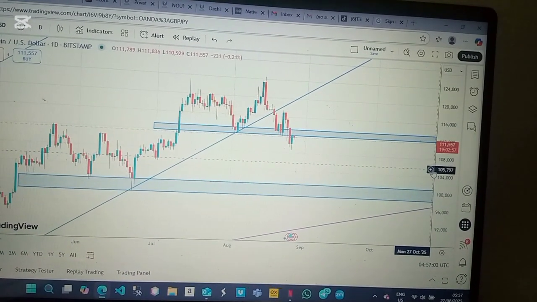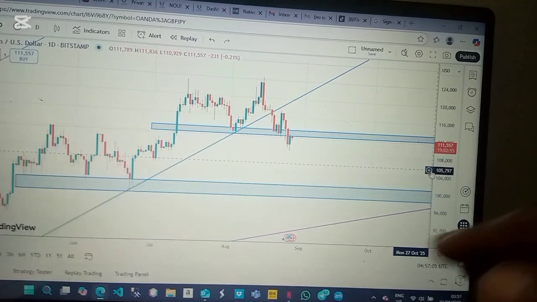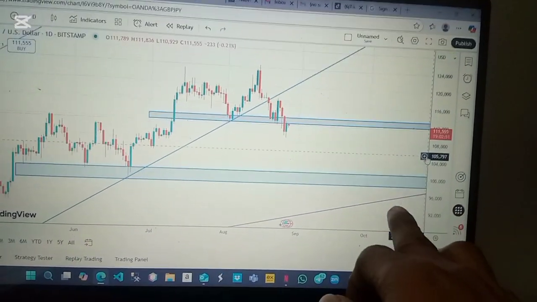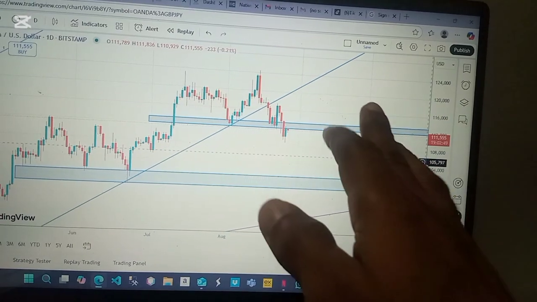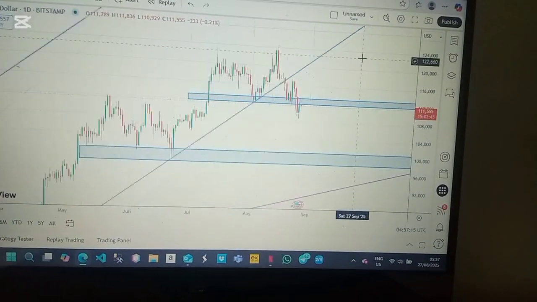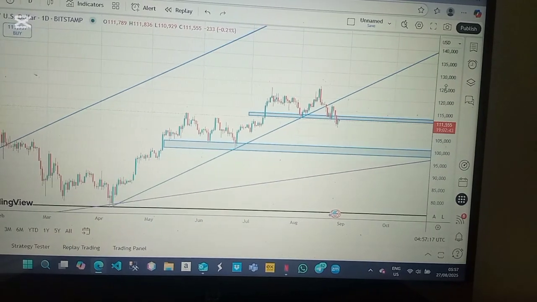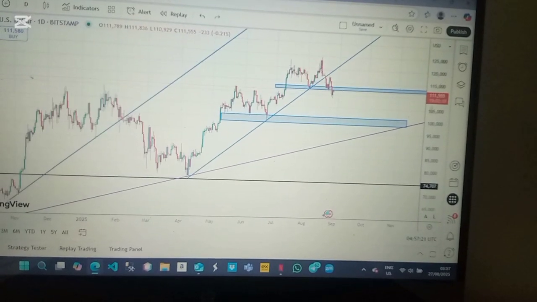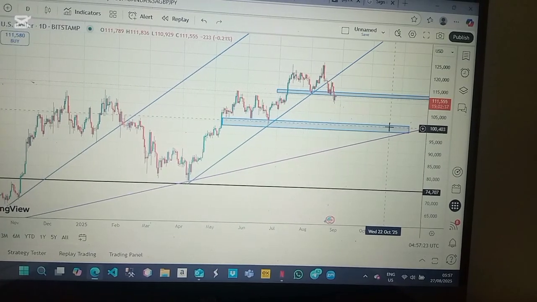So this time around, I'm fully heading down to our next major support, which is also in line with our weekly trend line, as you can see. Let me zoom out so you all can see properly. So looking at it clearly, right? Well, we are still speculating.